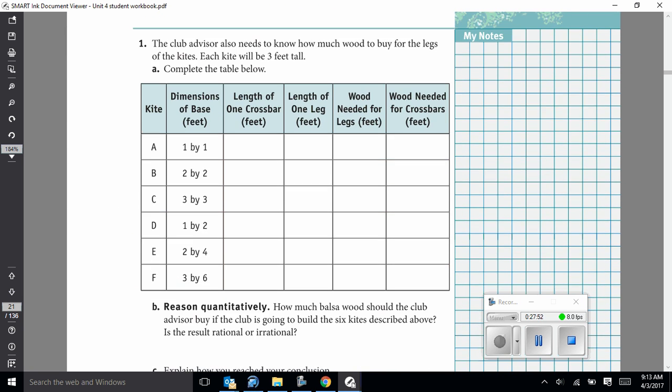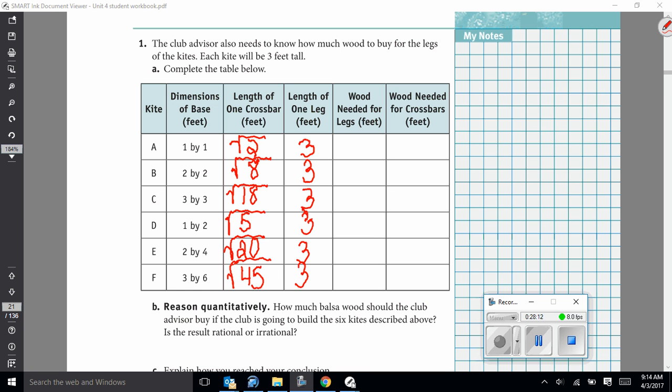All right, so the club advisor needs to know how much wood to buy for the legs of the kite. Each kite will be 3 feet tall. All right, so go through, and I think we did this, the length of the crossbar on Friday. So let's go through and copy in that table real quick. All right, so we copied the length of one crossbar from Friday's lesson from 20.1. And then this is saying that the length of each leg, the kite will be 3 feet tall, which is the length of one leg. Wood needed for the legs.